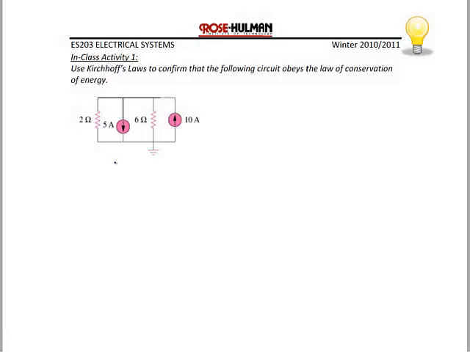We're going to show that we can use Kirchhoff's current law to confirm that the following circuit obeys the law of conservation of energy. Notice when you have a single node pair or a parallel circuit, we use KCL. The first thing you do is define the ground reference node, which we always use the bottom to do. And we define a voltage for the top node, which I'll call Vx for voltage unknown.